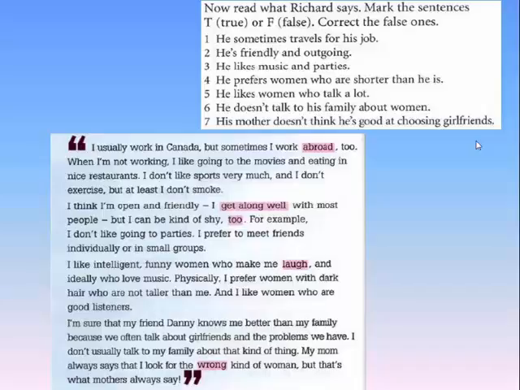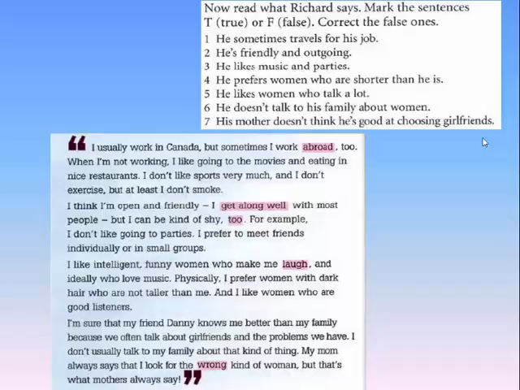I like intelligent, funny women who make me laugh, and ideally who love music. Physically, I prefer women with dark hair who are not taller than me, and I like women who are good listeners. I'm sure that my friend Danny knows me better than my family because we often talk about girlfriends and the problems we have. I don't usually talk to my family about that kind of thing. My mom always says I look for the wrong kind of women, but that's what mothers always say.